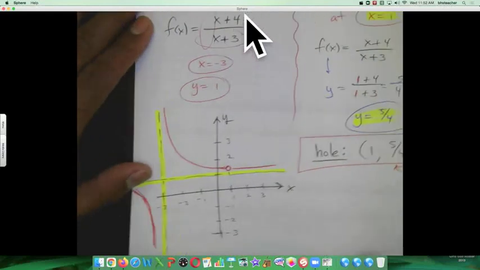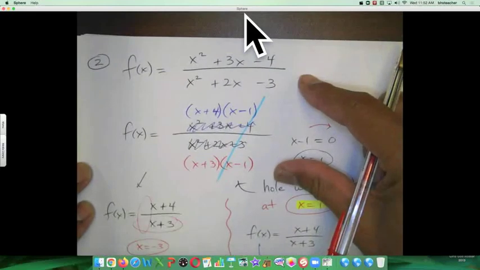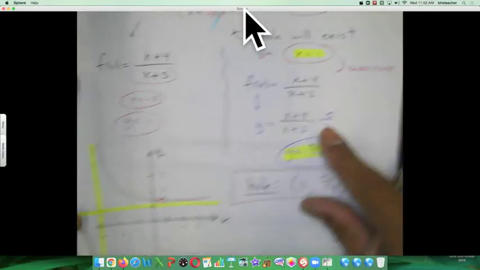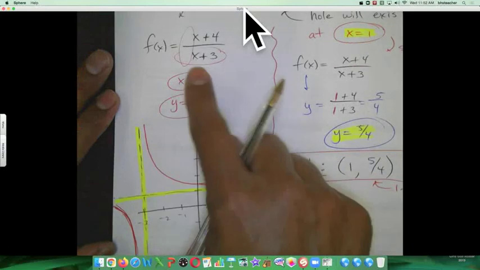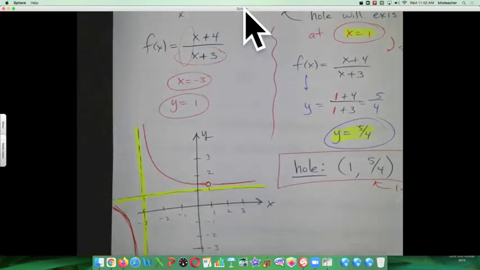Okay. For the other ones, I'm not going to graph and do the whole thing. I'm just going to do the factoring and find the coordinates of the hole. After that, the part that's left over is like worksheet 1. Okay, I'll do that in the next video.